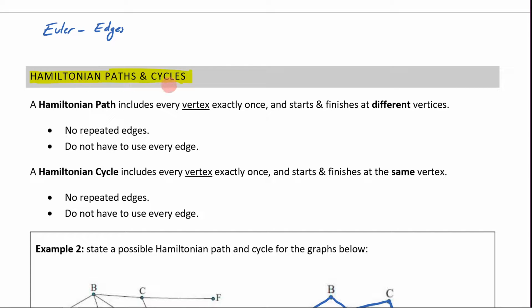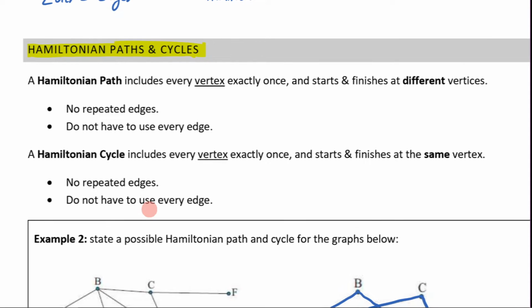Now we're going to learn about Hamiltonian paths and cycles. So this is named after a guy called Hamilton. And Hamilton is concerned with vertices. Unfortunately, no alliteration here. But in the back of your mind, this is what you need to keep there. Euler is concerned with edges. Hamilton is concerned with vertices. So let's now learn the difference between a Hamiltonian path and a Hamiltonian cycle.